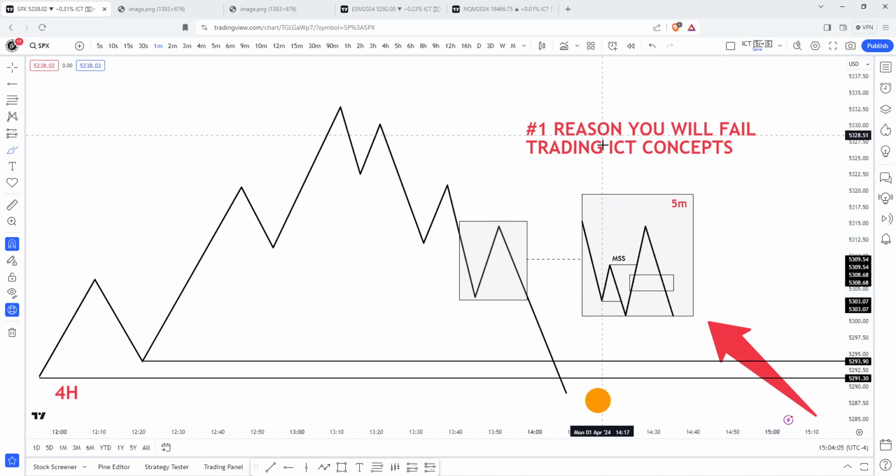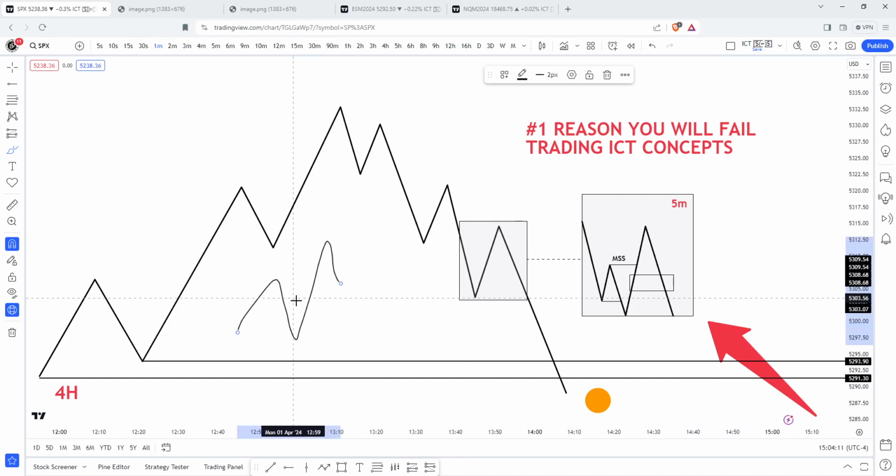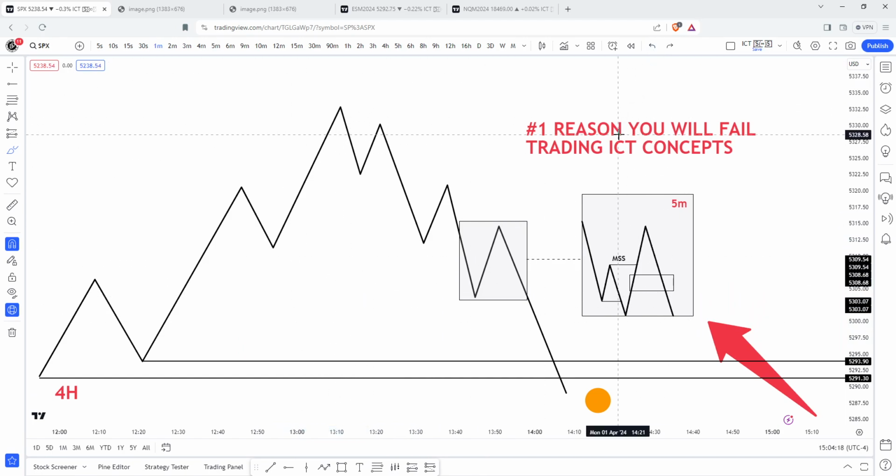That is what ICT was trying to point towards in the 2022 mentorship, but 99% of people just think he's talking about this. Okay, this is not what he's telling you to enter solely based on. He's trying to tell you, look at a higher time frame chart, which level of liquidity is being targeted, and then you can incorporate this entry model. So the next question is, well, how do you figure out a higher time frame bias? We're going to touch on that in a second.